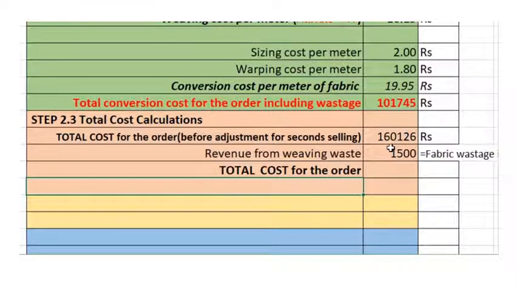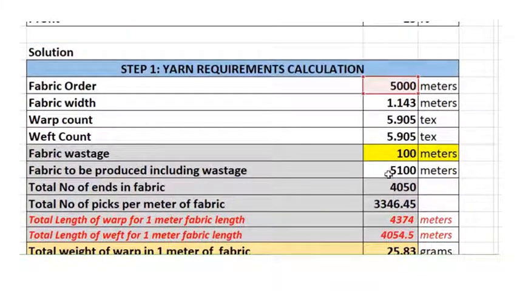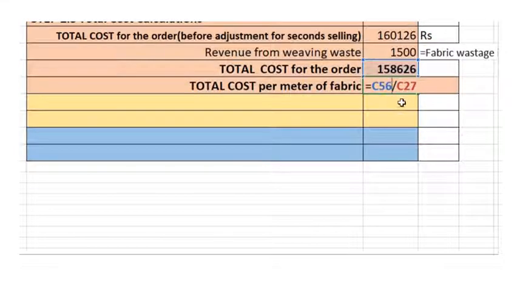From this, the total cost for the order is 1 lakh 60,126 minus 1,500. This is a revenue, so it has to be subtracted. So we get 1,58,626. So the total cost per meter of fabric is rupees 13.73. So how shall we do that? The divisor here is not 5,100. It is here the order quantity, because we have to include all the wastages also here.